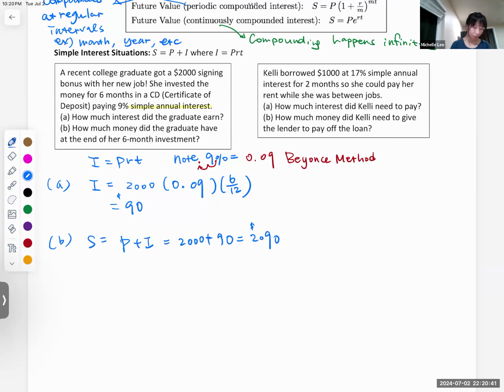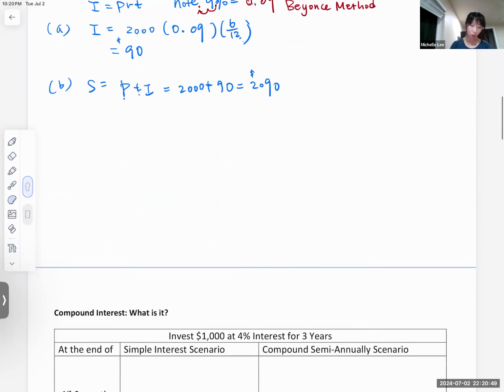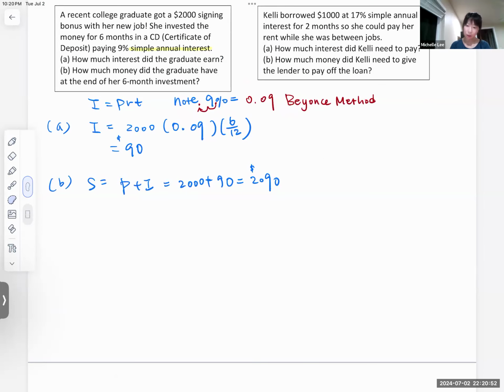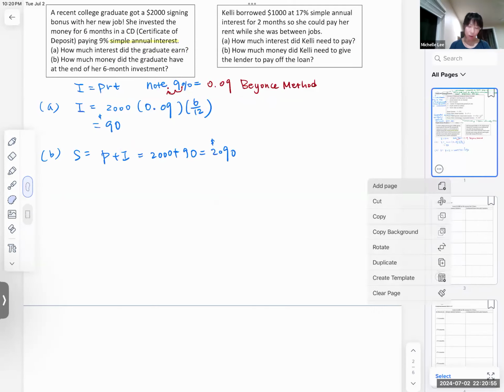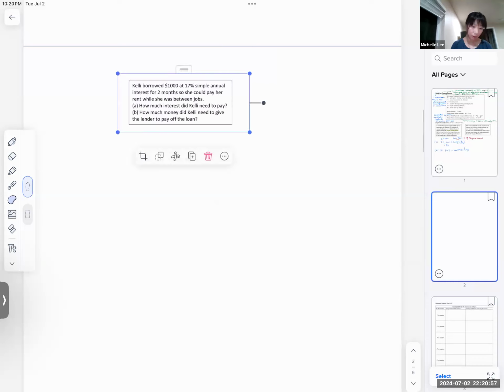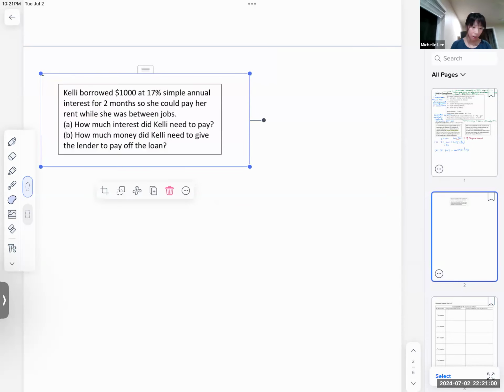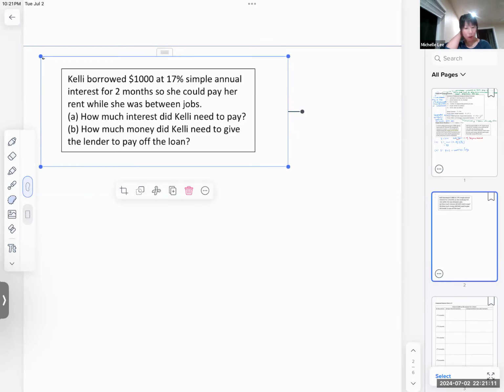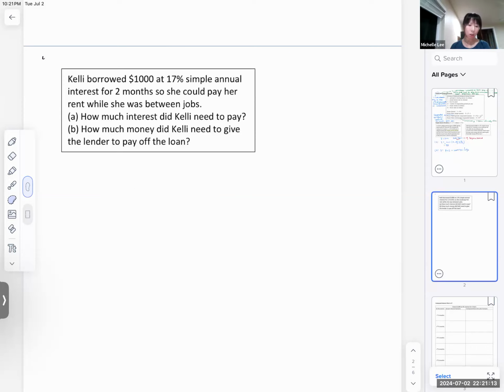Okay. Now, let me bring this one here. Oh, no space. So we have this. Kelly borrowed $1,000 at 17% simple annual interest for 2 months, so she could pay her rent while she was between jobs. How much interest did Kelly need to pay?